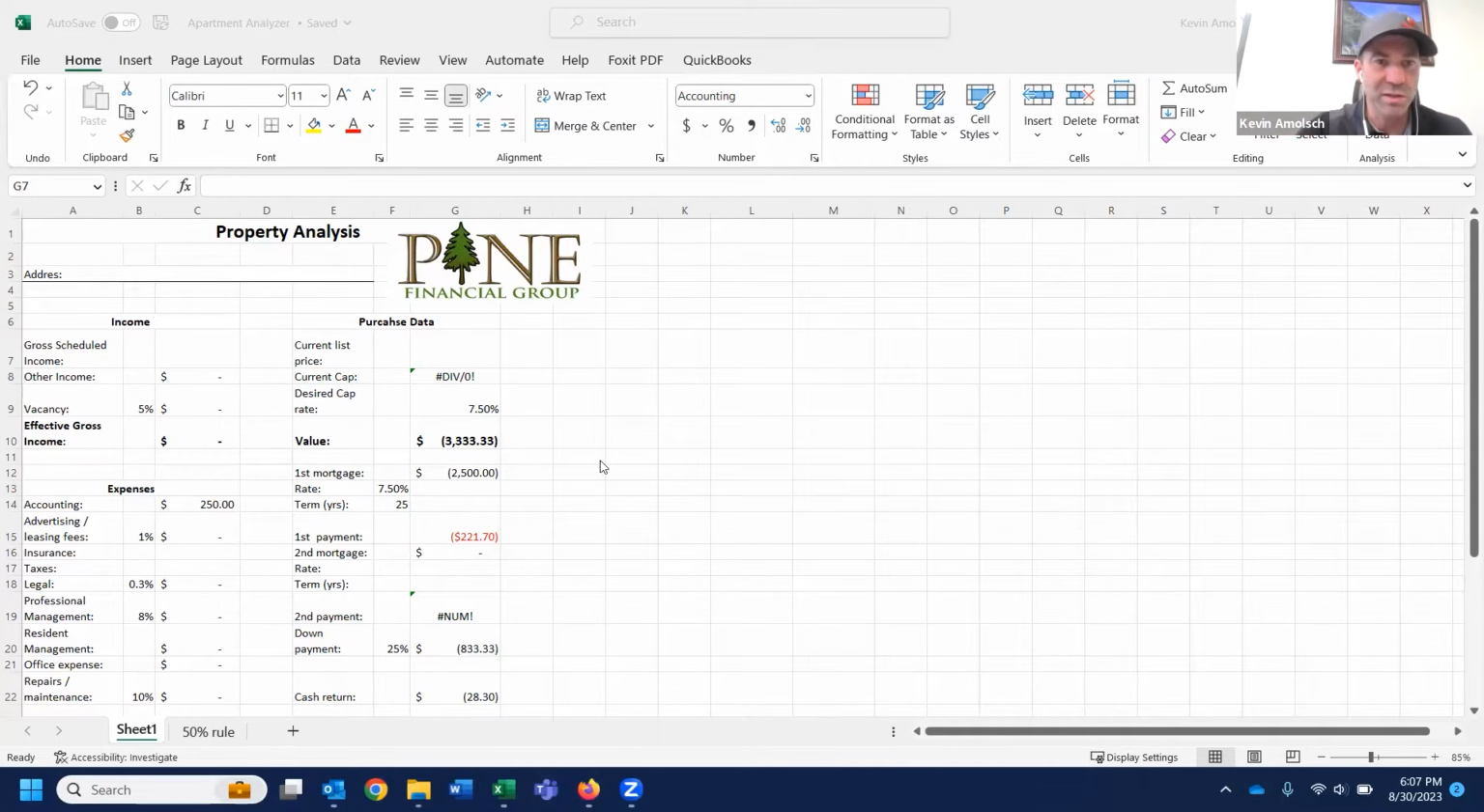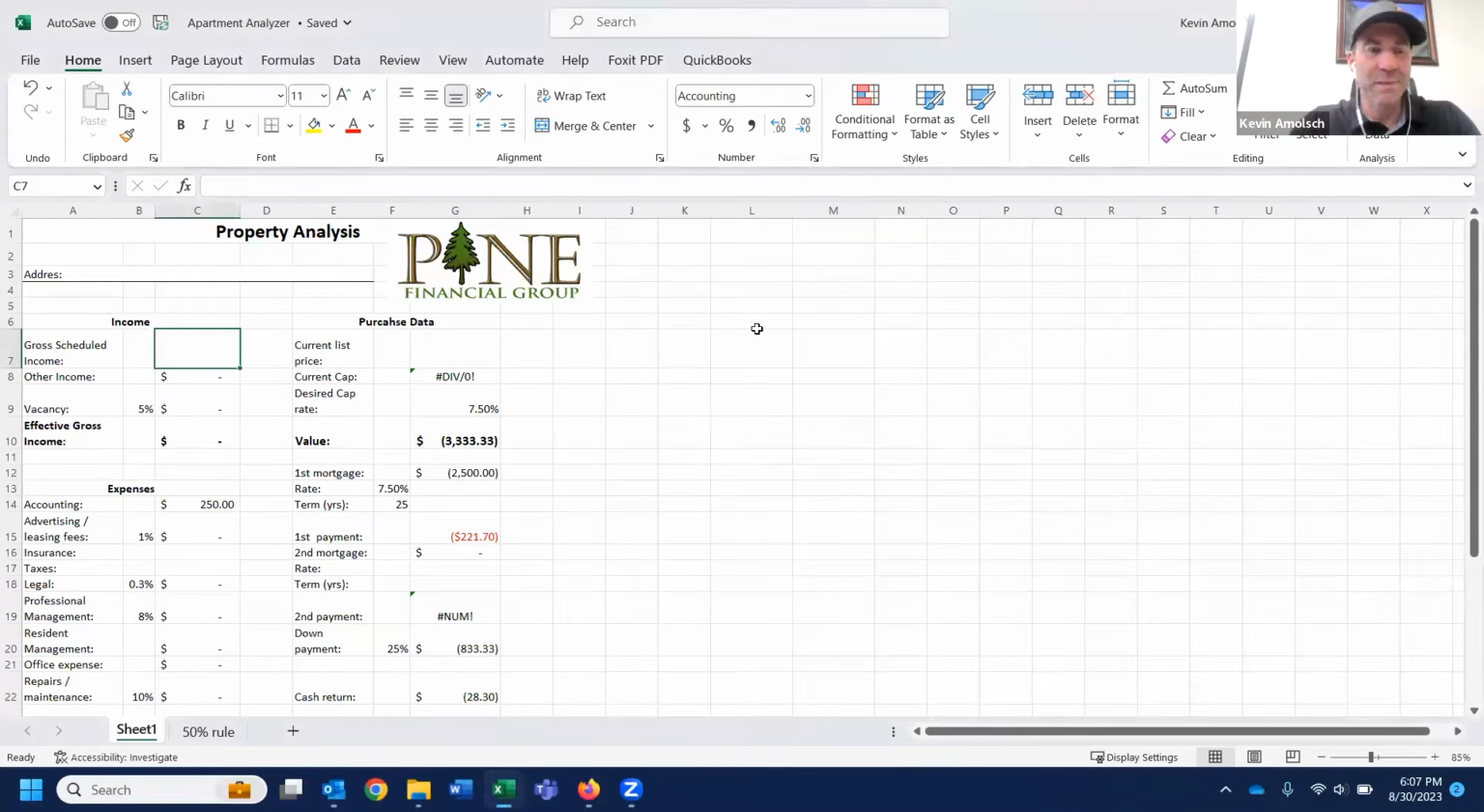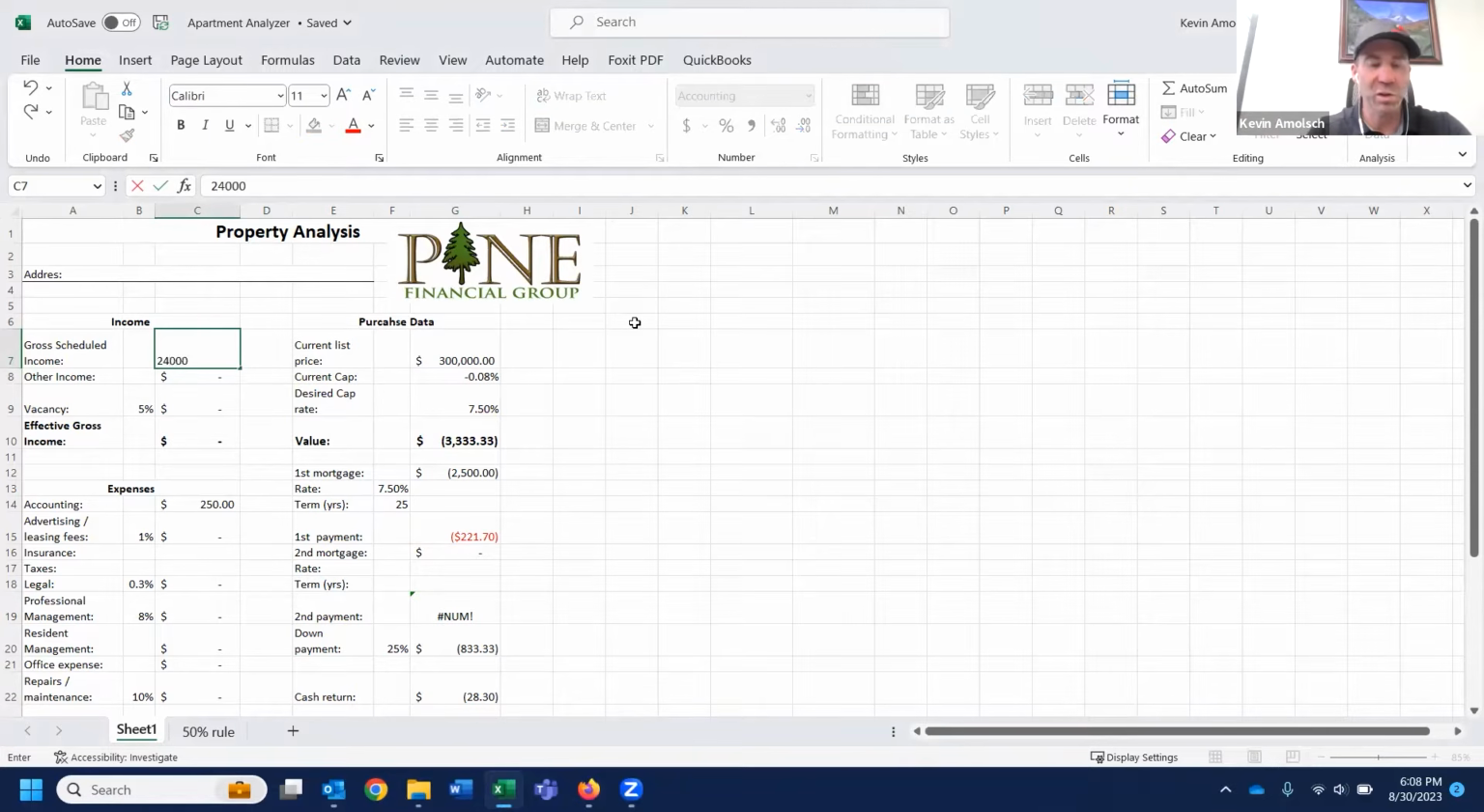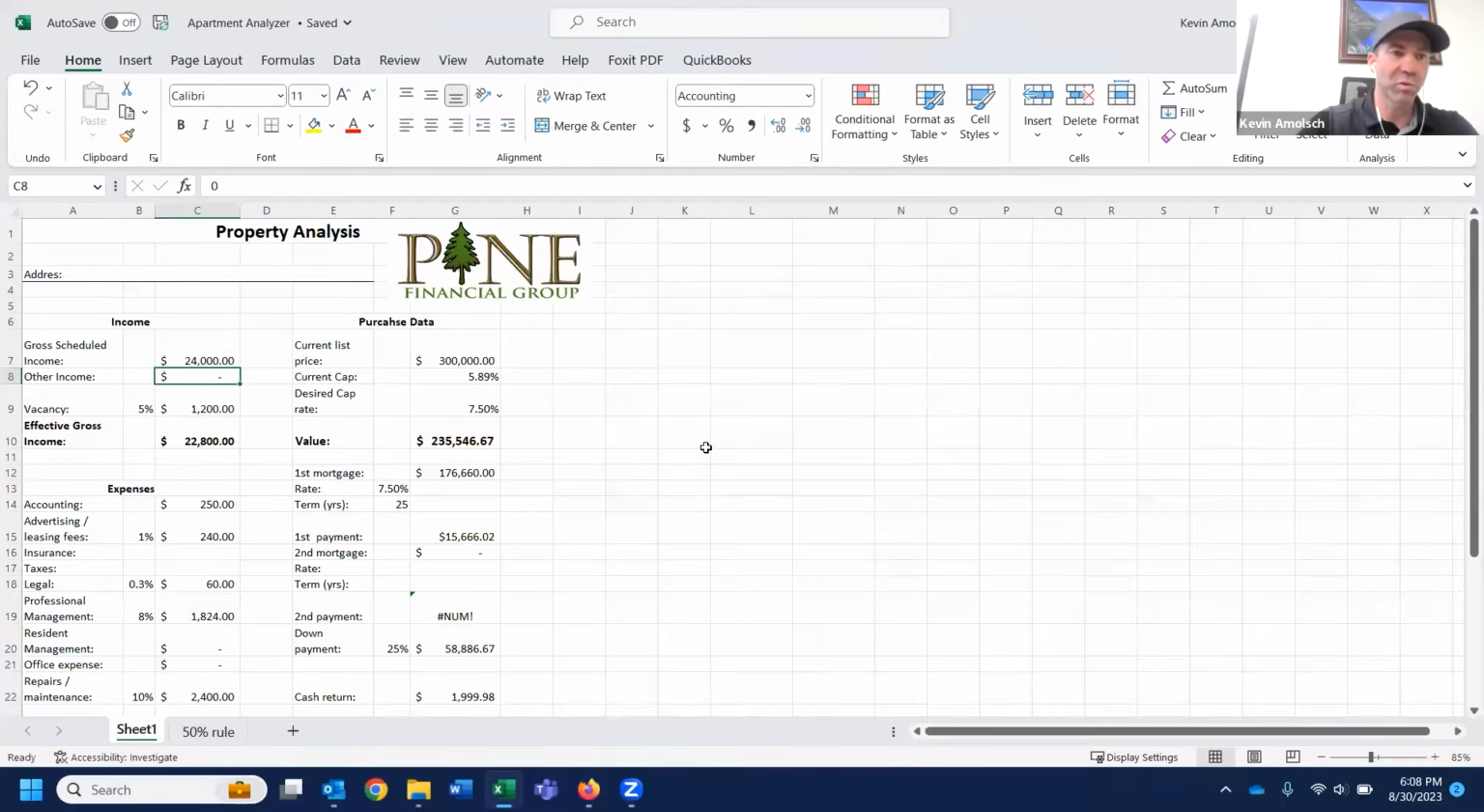Let's use this little property analyzer that I built, this spreadsheet. I'm going to take a simple $300,000 house, listed at $300,000. I think this house will rent for maybe $2,000 a month. I'm literally making this up as I go. On this spreadsheet everything is analyzed on an annual basis, so we multiply that by 12, and we have $24,000 per year of potential or scheduled income.